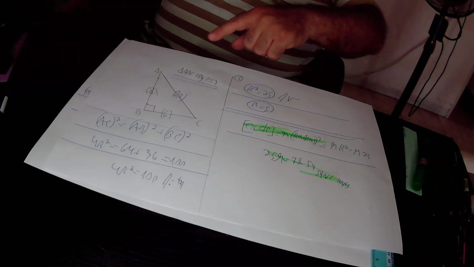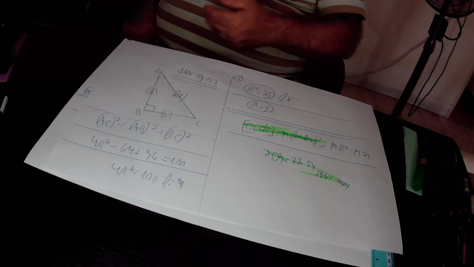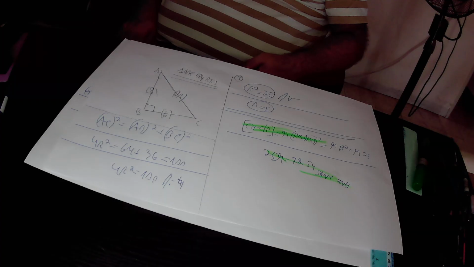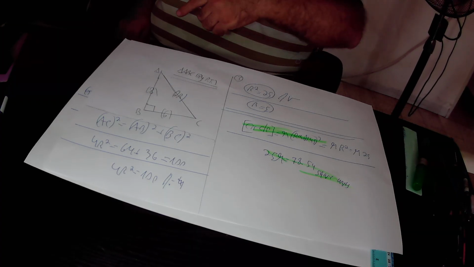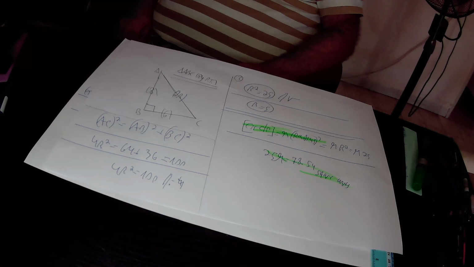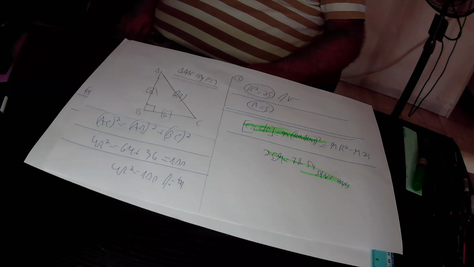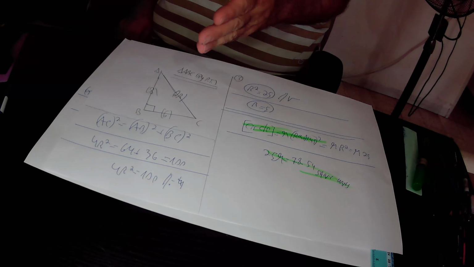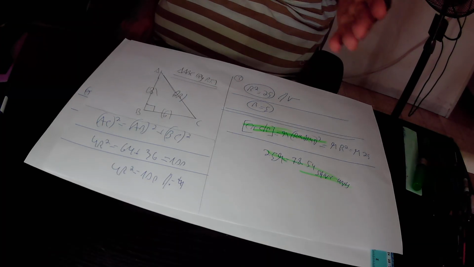According to the Pythagoras theorem, AC squared equals AB squared plus BC squared. AC is the diameter of the circle, that is 2r, therefore AC squared is 2r squared, that is 4r squared, and it is equal to AB squared. AB is 8, therefore AB squared is 8 squared, that is 64, plus BC squared. BC is 6, therefore BC squared is 6 squared, that is 36. So in total, 4r squared equals 64 plus 36, that is 100. So 4r squared equals 100.